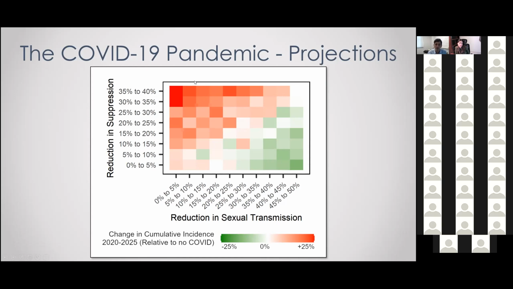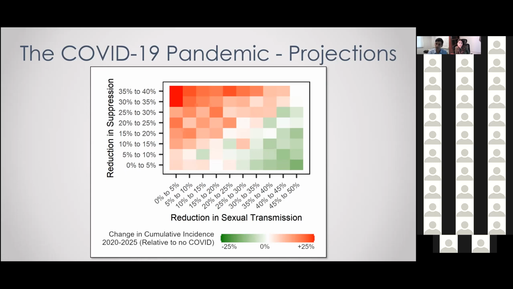So again, if you have a big reduction in suppression and not a lot of change in sexual transmission, you're going to get a lot more cases. And if it's vice versa, a big reduction in sexual transmission but not as big a reduction in suppression, then you're going to get fewer cases, right? So you can think in your mind, if you have intuitions on where these things are, where you think we might be on the heat map.